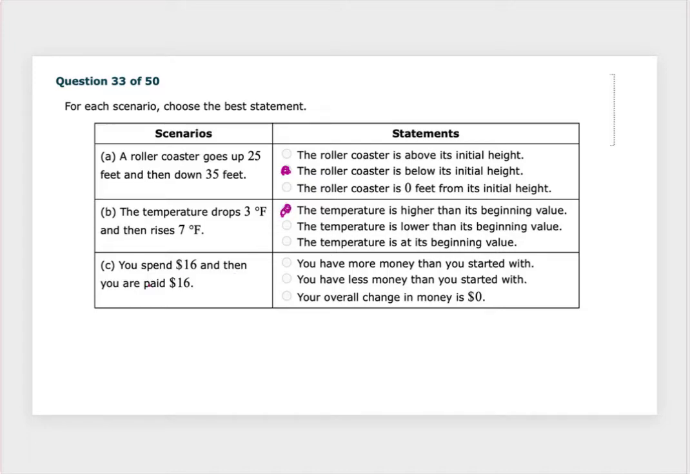And then you spend $16 and then you are paid $16. So paid means you're getting it. Spending means you're losing it. It's the same amount both ways. So you have an overall change in money of 0.